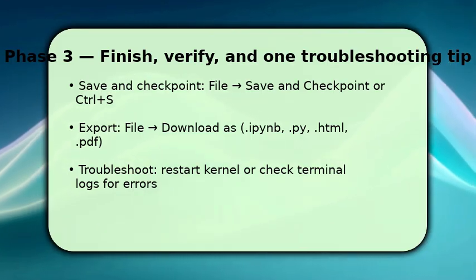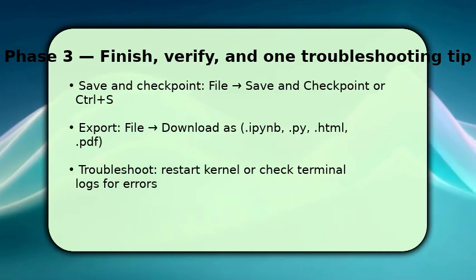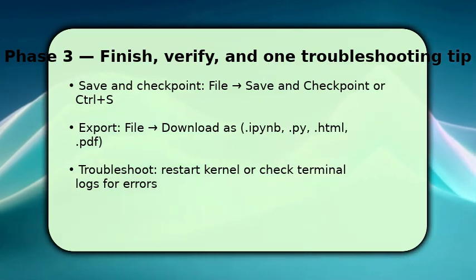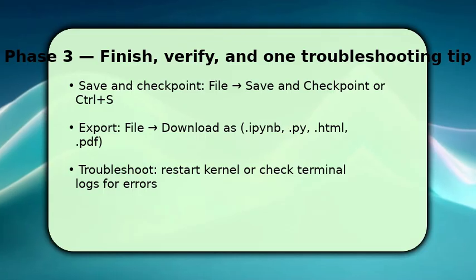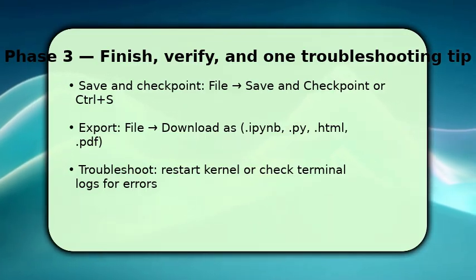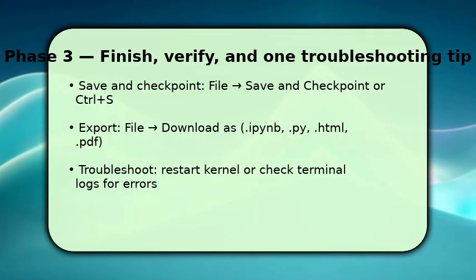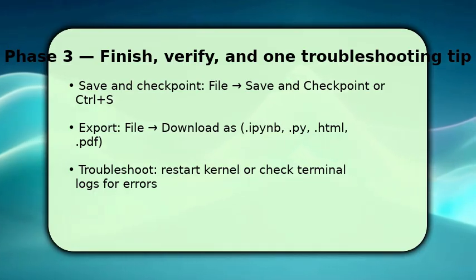If the kernel becomes unresponsive, restart it from Kernel, Restart. This clears state but preserves the file. If startup or execution fails, check the terminal logs for traceback. Confirm the active Python environment and restart Jupyter. Those steps resolve most issues.